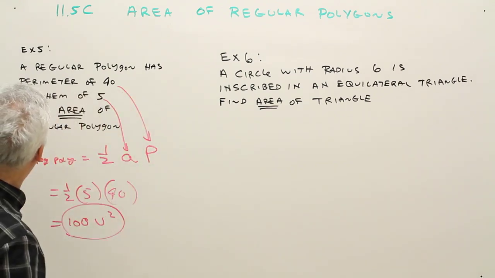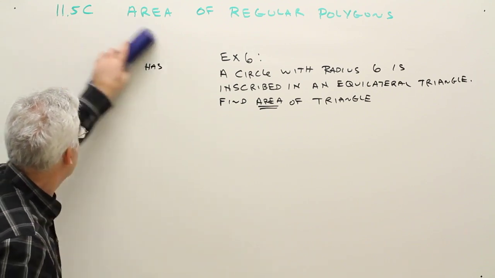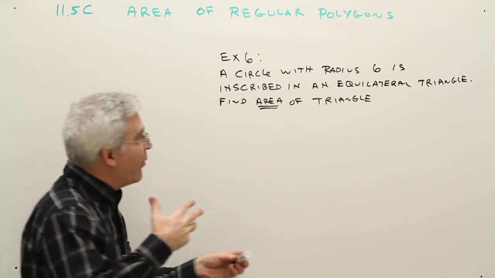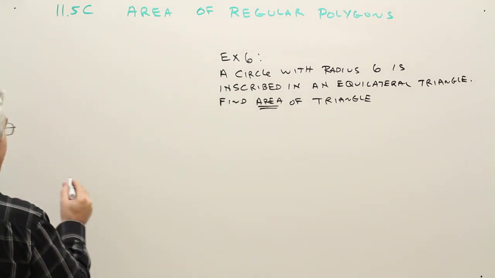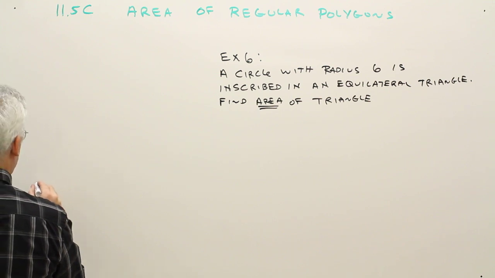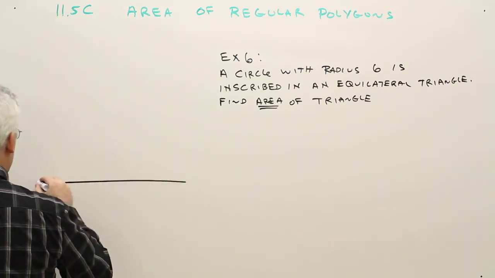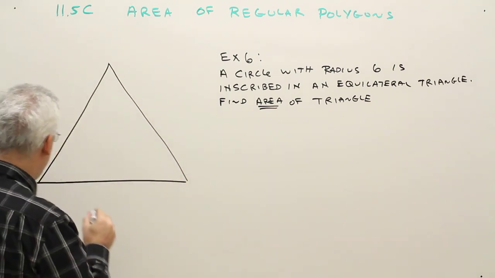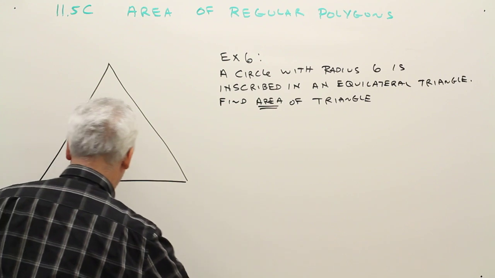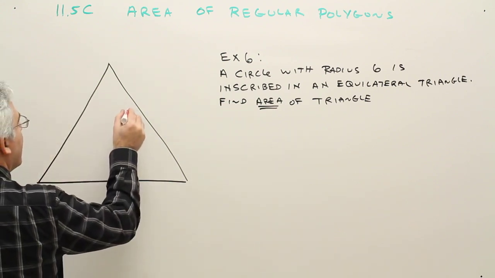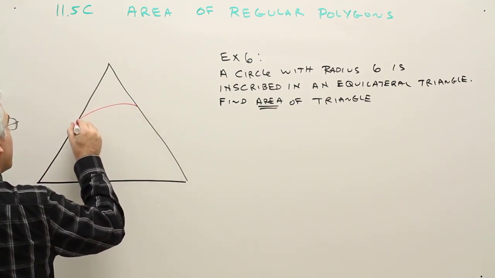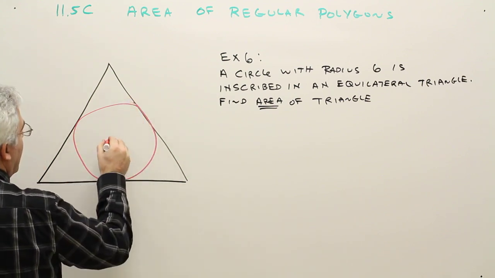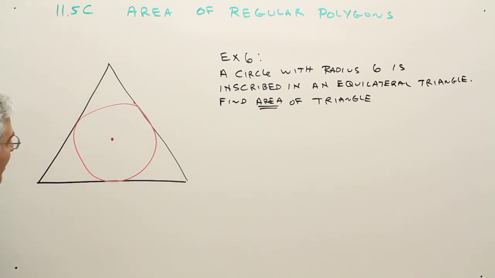I'll erase this just to give myself some more room. So what I'm going to do is draw a large equilateral triangle and inscribe a circle on the inside. Alright, so let's see if I can do this. So that will be my equilateral triangle. I'll put the circle on the inside as best I can. Alright. Good enough, something like that.